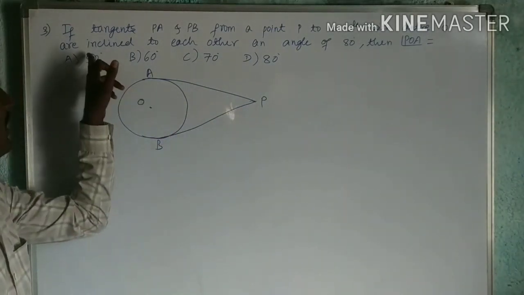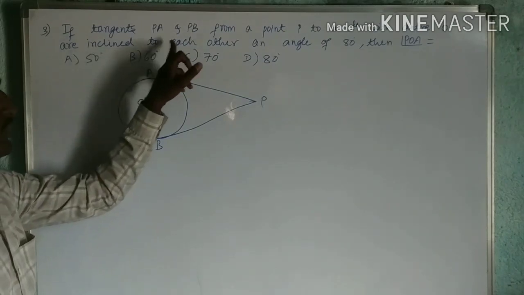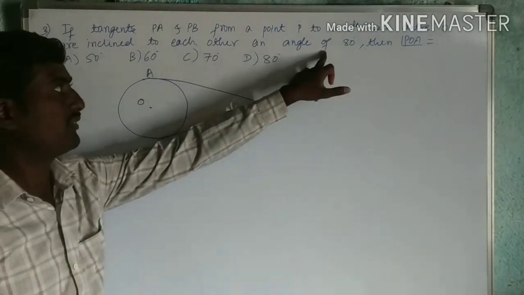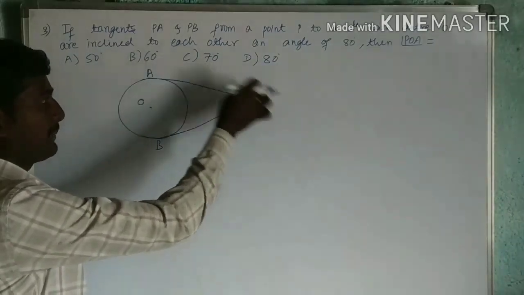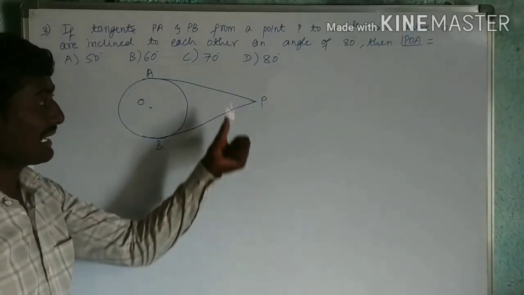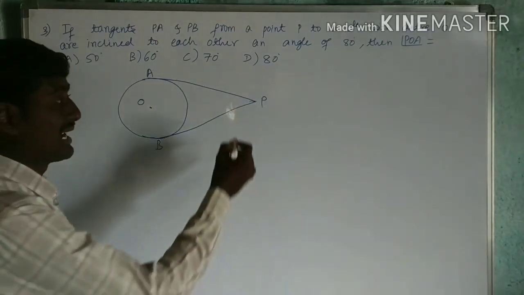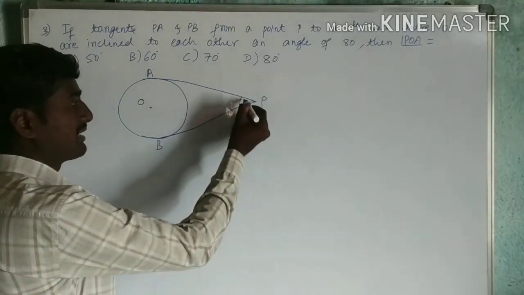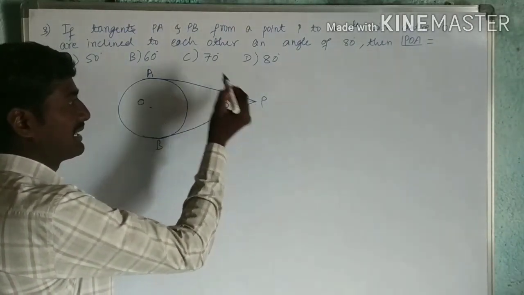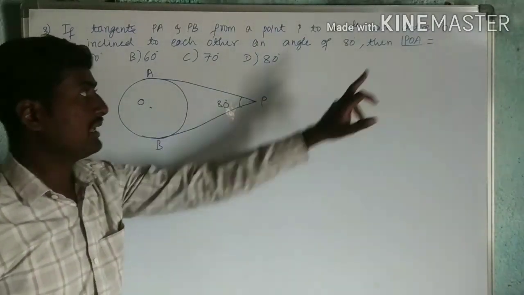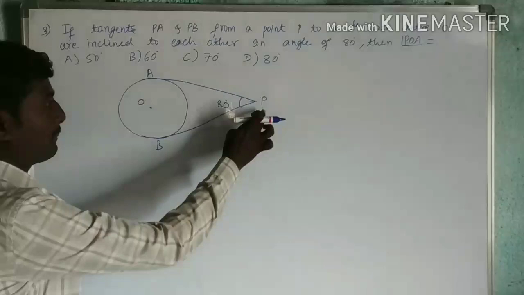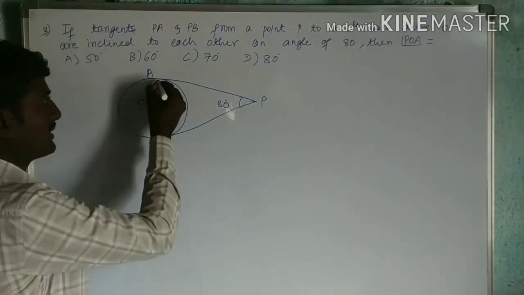They are inclined to each other at an angle of 80 degrees. Means these two tangents PA and PB are inclined to each other at an angle of 80 degrees. So this angle is how much? It is 80 degrees. Now find angle POA. We have to find this angle.